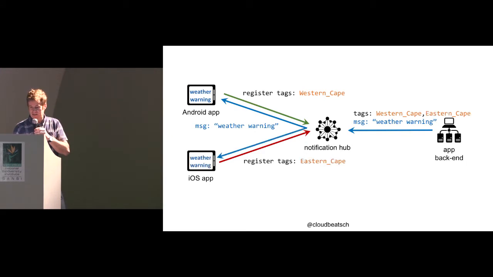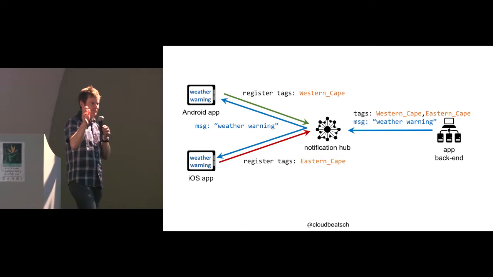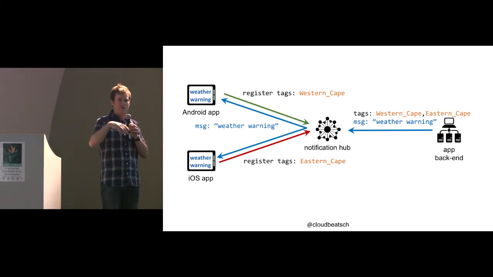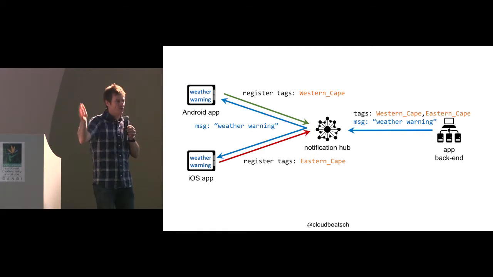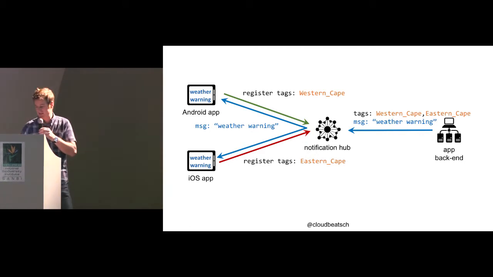If, for instance, I have tags, so I want to send a message for a weather warning that affects the Eastern and the Western Cape, I just send it with two tags, like Western and Eastern, so both apps actually get the message delivered.